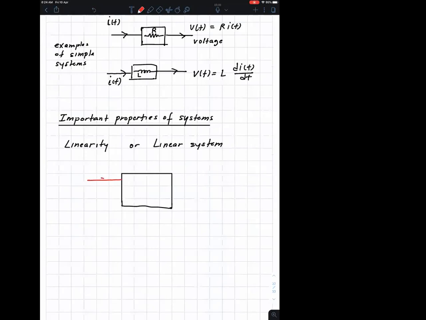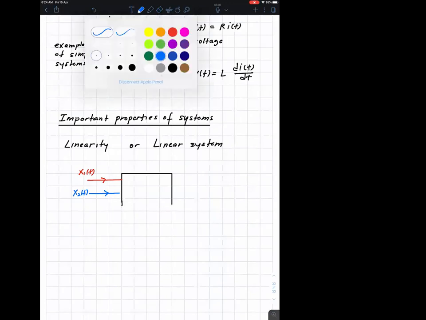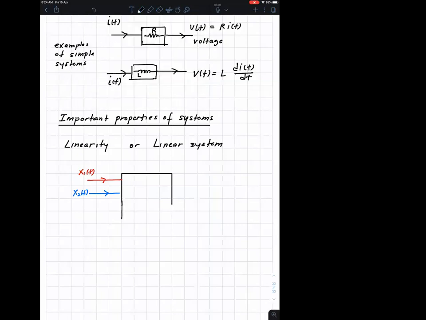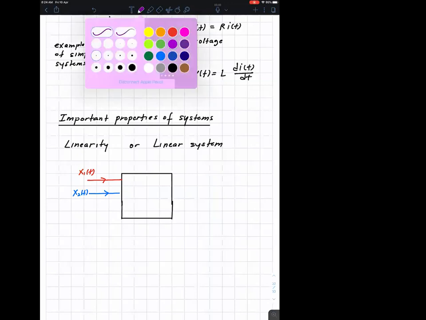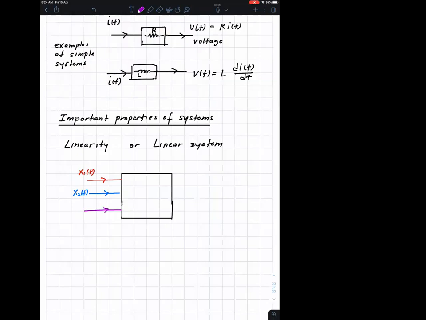Let's say a signal coming in, call this x1(t). Another signal coming in, call this x2(t). Okay, there's another signal here. Maybe I have to draw this slightly bigger. Another signal, let's say the sum of signal 1 and signal 2.